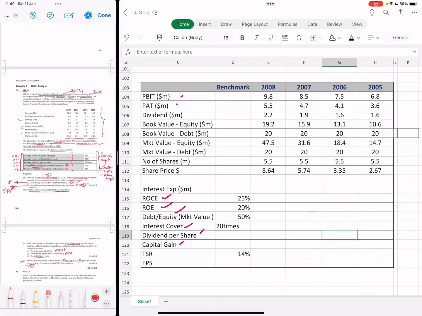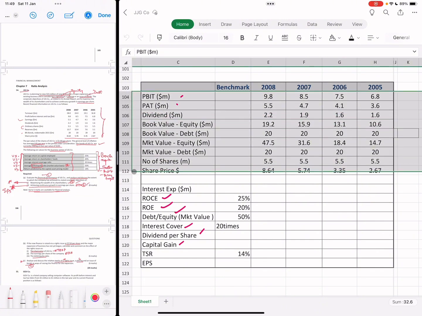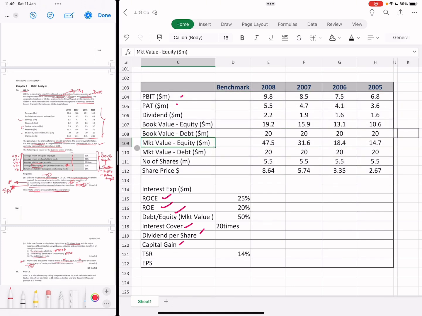Now we have the information that we need for the ratio calculation. These are all information from the question. The only one we had to do some calculation on is probably the market value here, which you already know how I got from what I've done. Now let's calculate the ratios.